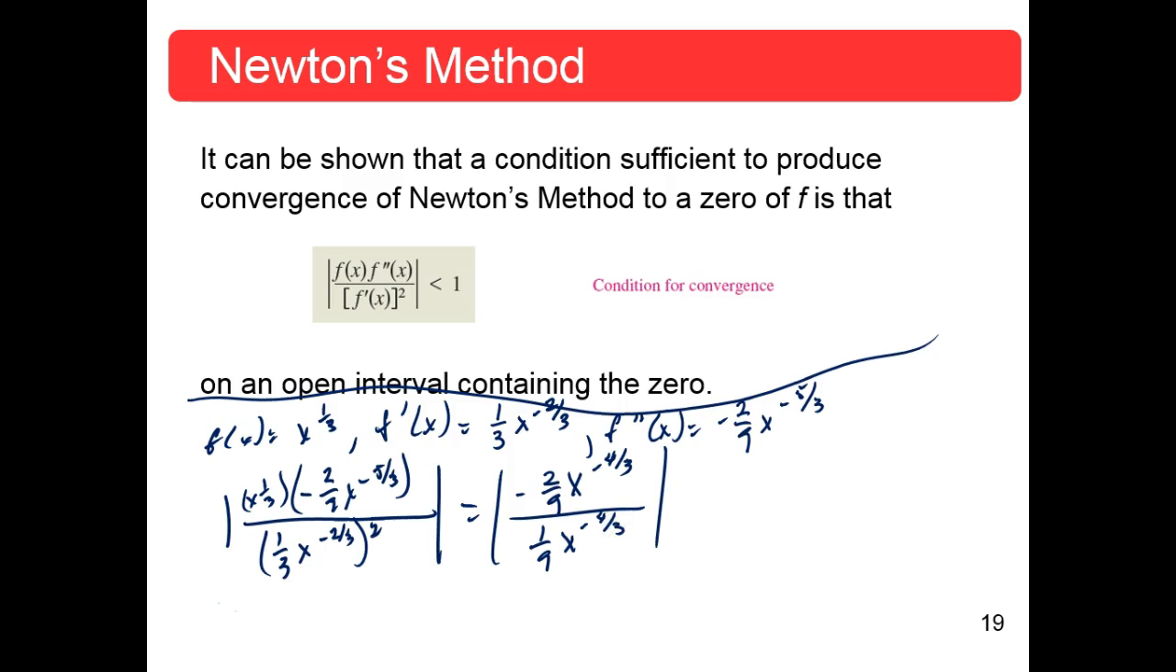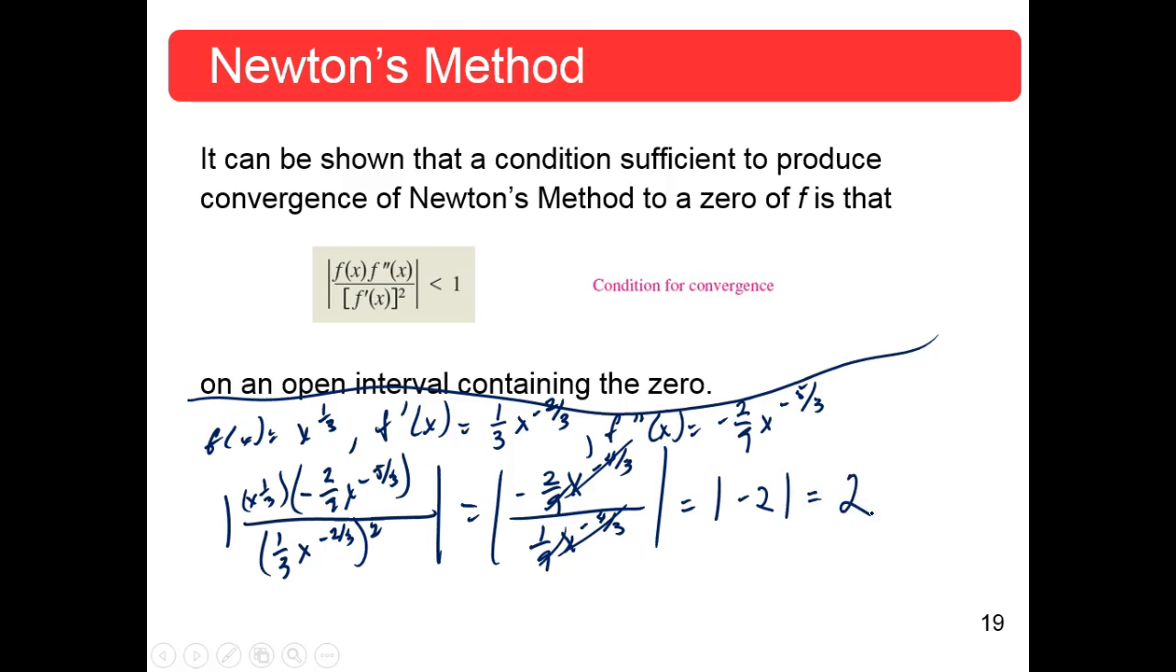Hey, look at that. Your x's to the negative 4/3 are going to disappear, and what do you have here? The absolute value of... and your 9's will cancel out. You have the absolute value of negative 2. Okay? And the absolute value of negative 2 is 2.